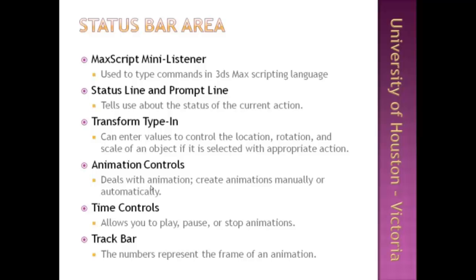Next options are the animation controls options, and those are basically the section of the status bar that help you deal with an animation. You can basically create keyframes manually or automatically using these options. You can choose which object you want to animate and what type of keyframes you want to create, and for example, if you want a location or position keyframe that basically moves objects, or a rotation keyframe basically to rotate your objects.